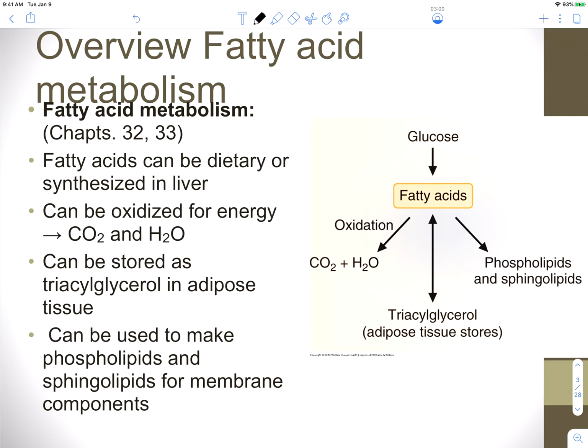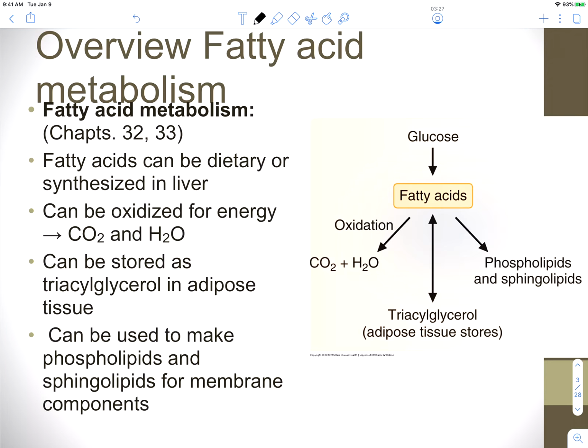So as an overview, fatty acids, of course, we eat in our diet. And as everybody is aware, our liver can make fats if there are excess sugars present. Fats can also be oxidized for energy. They are a major source of energy for the liver and muscle cells during fasting. They can be stored in adipose tissue, and those are in the form of those triacylglycerols that we just saw.